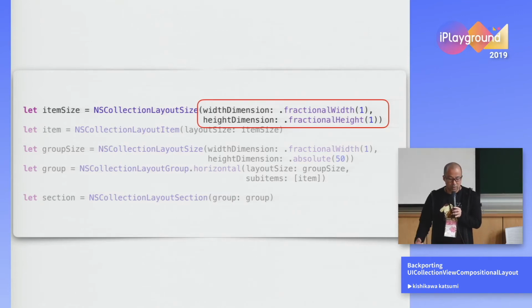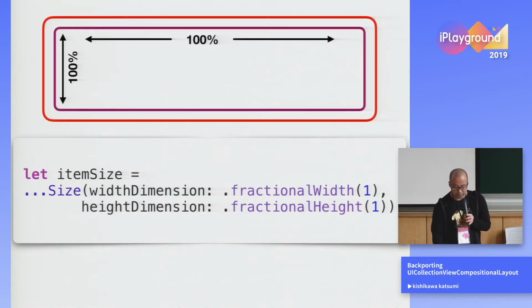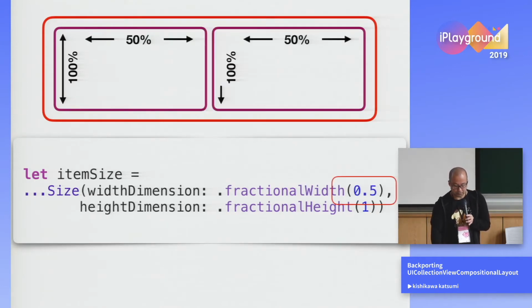We can use a relative value to specify the size from the container, which provides great flexibility. In this example, the width and height are specified as 100% of the group. This means this item will be the same size as the group. If the width is set to 0.5, it will be half the width of the group, and two items will be placed in the group.